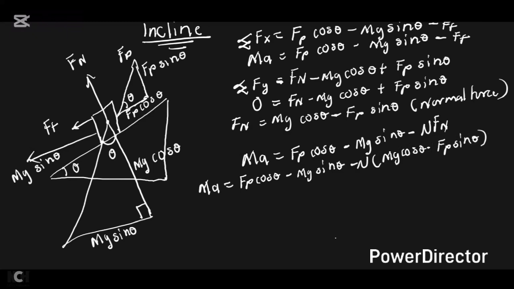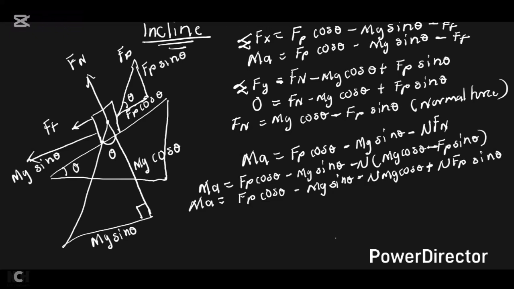theta, like that. So what we're going to have is Ma equal to Fp cos theta minus Mg sine theta minus, when you multiply there, it will be mu Mg cos theta plus, remember here it's minus, such that when you multiply it becomes negative, but this one when you multiply will be positive. So it is mu Fp sine theta, like that, right? Then you calculate the acceleration in this situation.